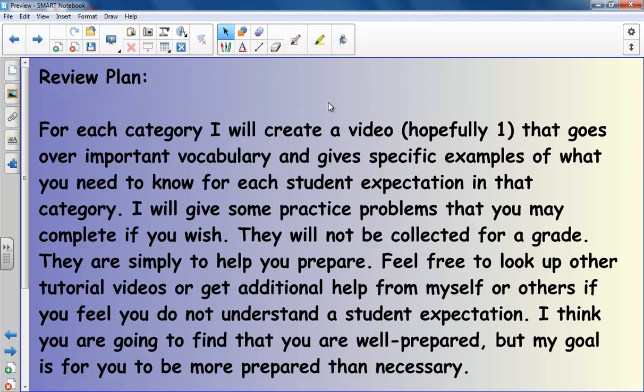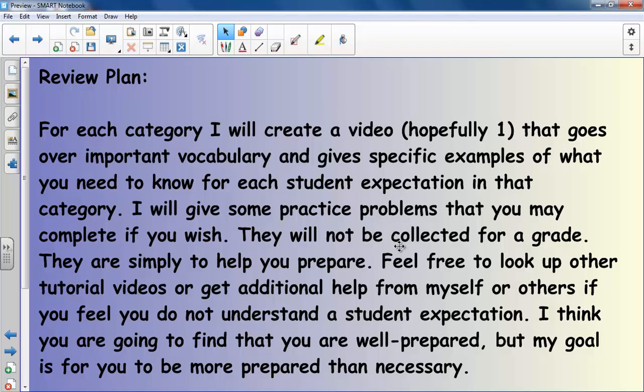So here's our review plan. We're going to create a video, hopefully just 1 video long, for important vocabulary, specific examples, and each student expectation. So we're just going to go back through each category. Okay, here's what you needed to know. I'll give practice problems that you can do if you want to. They're not a requirement in any way. I'm not taking them up. I'm not taking a grade on them. They're just to help you.